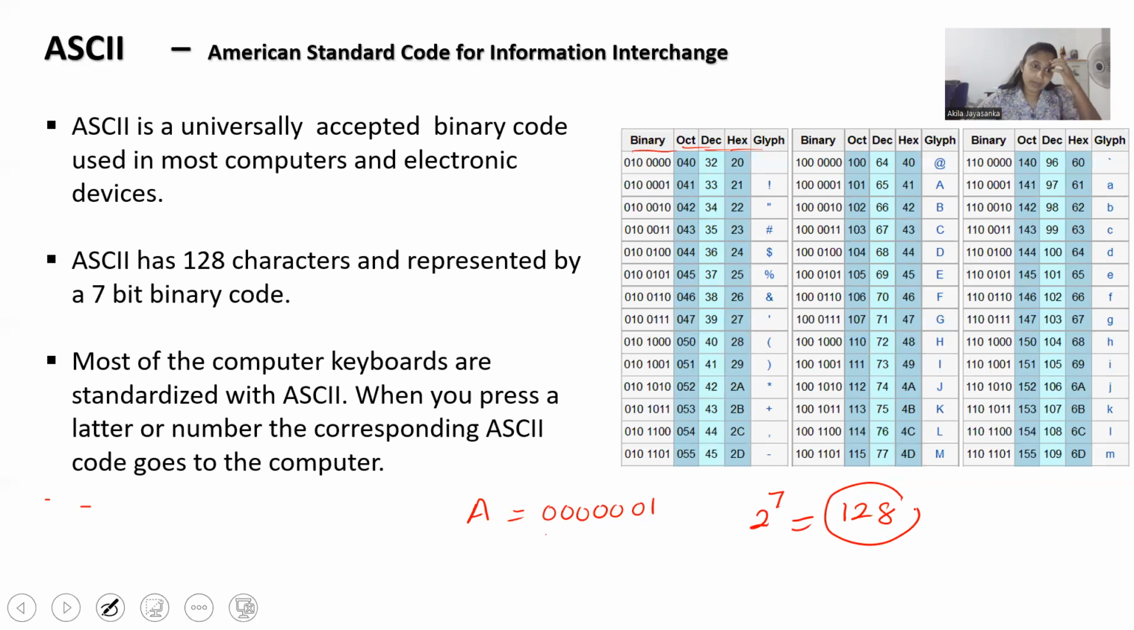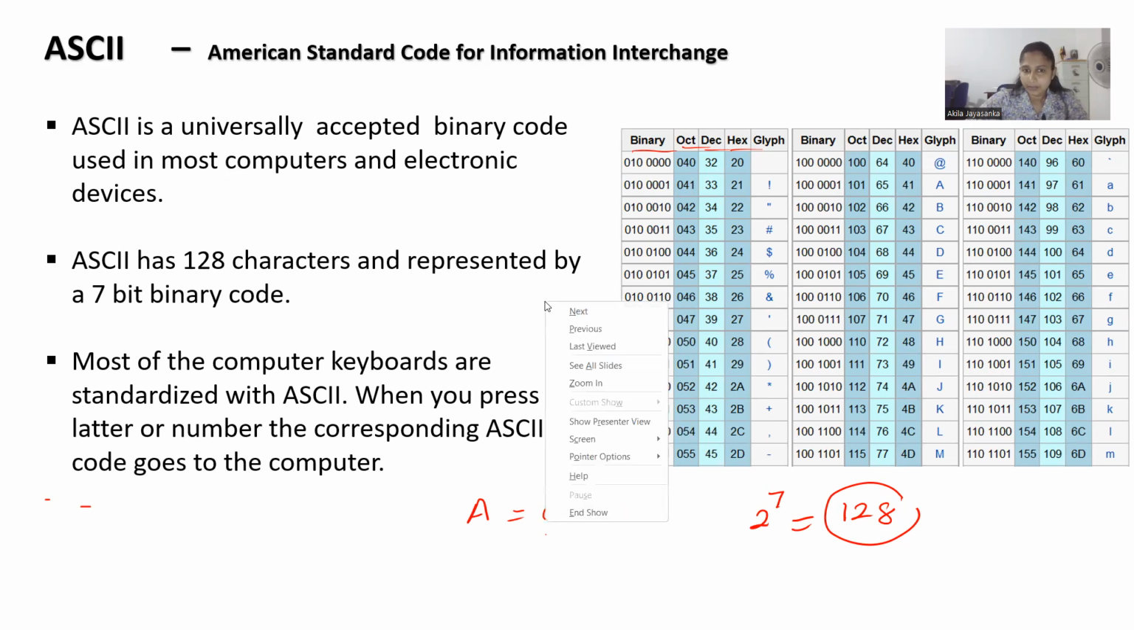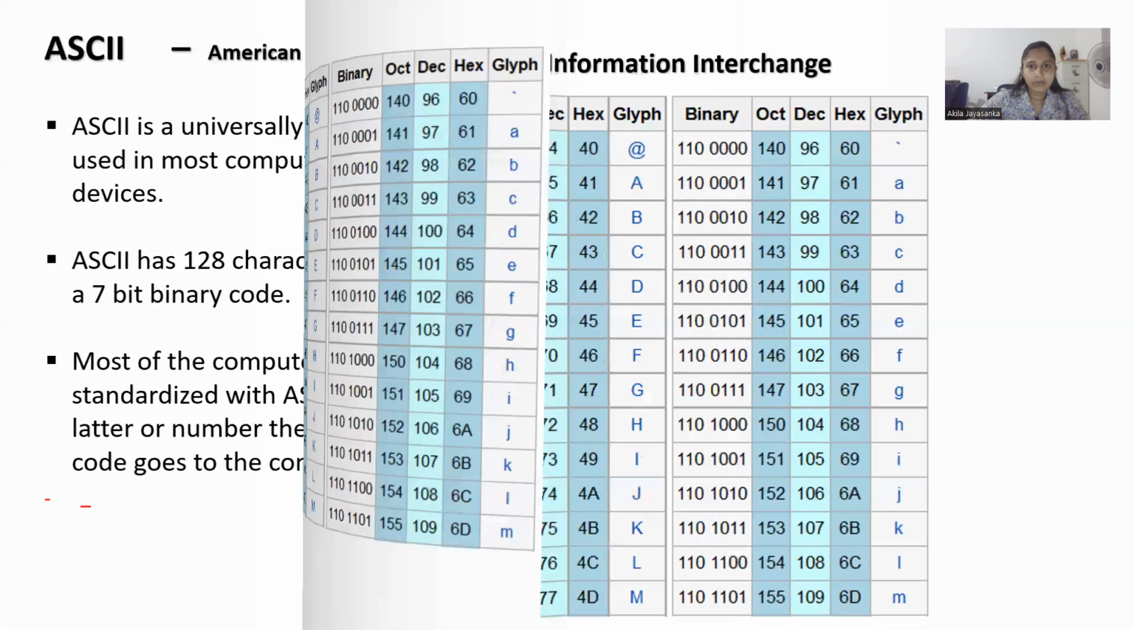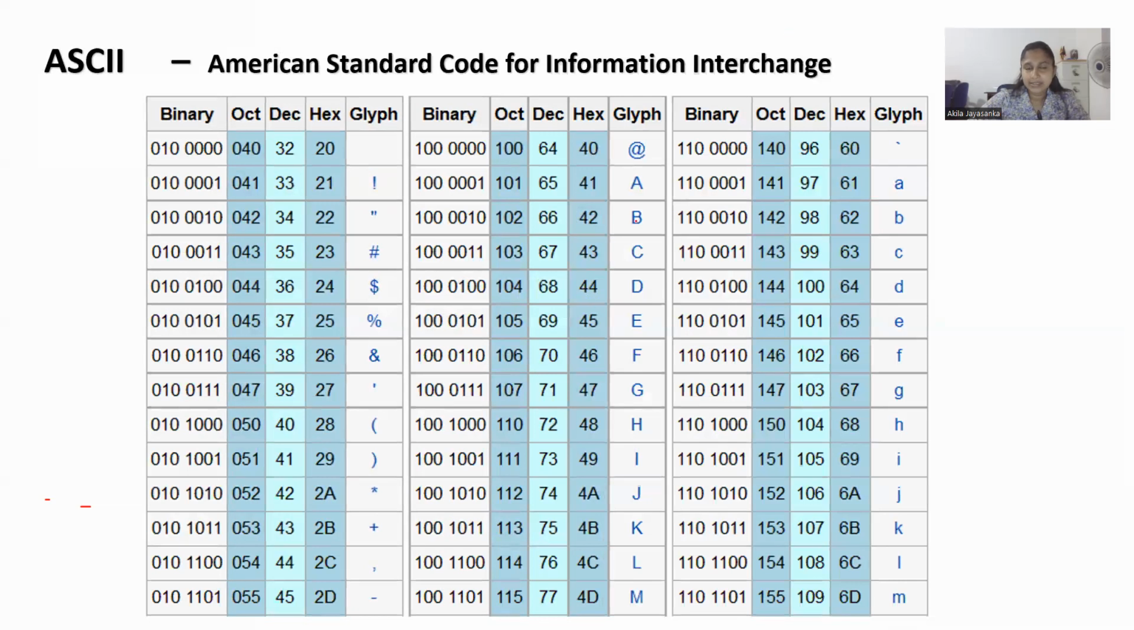Most computer keyboards are standard with ASCII. When you press a letter or number, the corresponding ASCII code goes to the computer. When we type an A, if it is an ASCII keyboard, it is identified as a 7-bit value out of the 128. So there are some limitations with the use of ASCII. So then they move into this American standard code format.